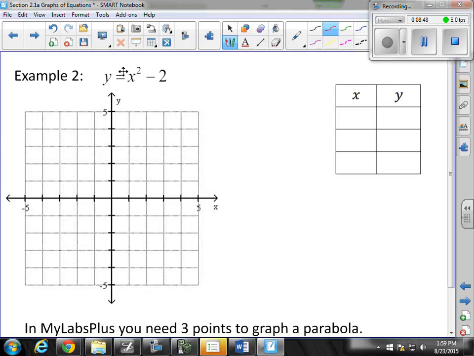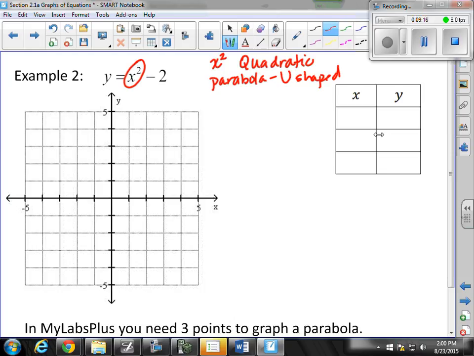Now, in this next example, we have an exponent here. If your exponent is 2, if you have x squared in your equation, it's what we call quadratic. When you graph it, the shape is called a parabola, and a parabola looks kind of like a U, so it's U-shaped. And in order to graph a parabola in MyLabs Plus, we need 3 points.